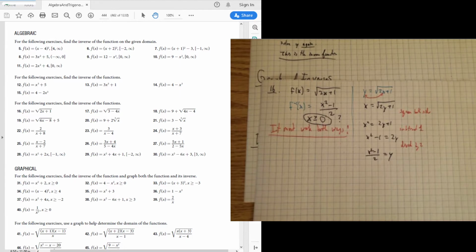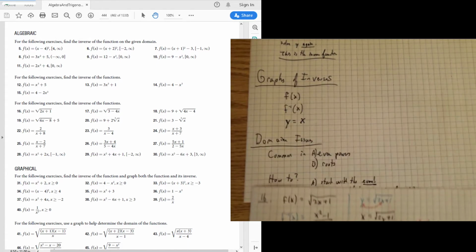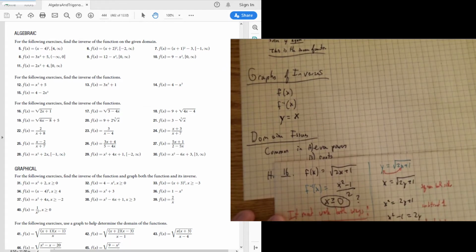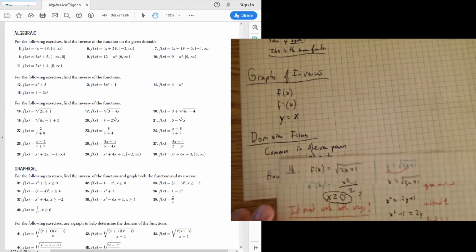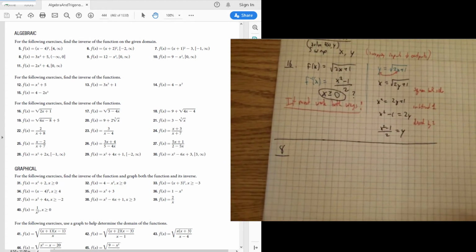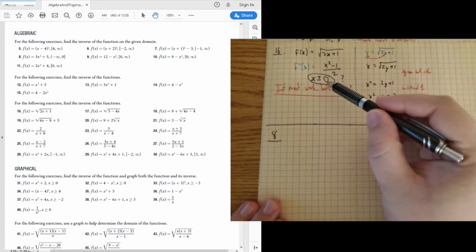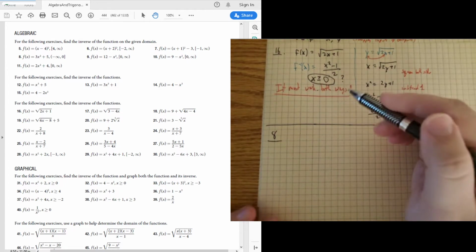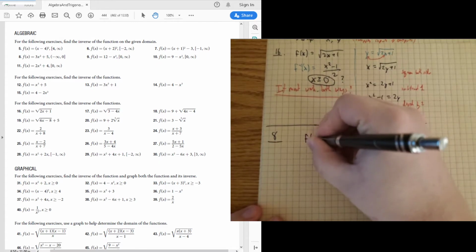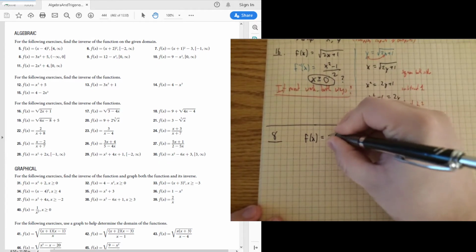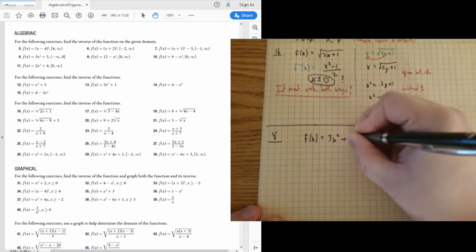So now let's take a look at number 22. Let's look at 7. No, that's 8. We'll do 22 in a second. 8. So you have to make sure that when you have multiple possible solutions or a possible domain error to check. Always check. And so in number 8, we have the following function. F of x is equal to 3x squared plus 5.